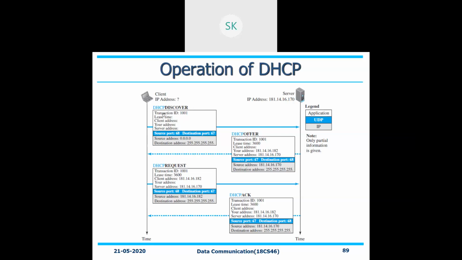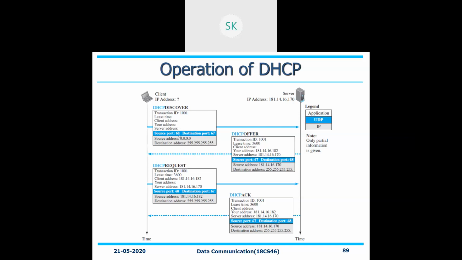So first, it needs to send the discover packet. In the discover packet, you will have the transaction ID, which says which particular transaction it is. Lease time will not be addressed at the beginning. The next thing is client address: no client address, because that is the one that we need to obtain. Your address will not have any particular importance. Server address also will not be sent, to which server it is going, because we are broadcasting it. So that's why we don't know the server address either.